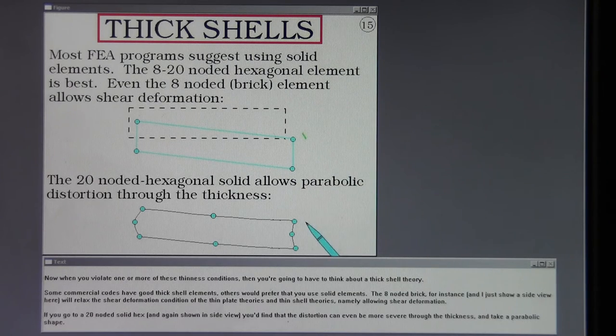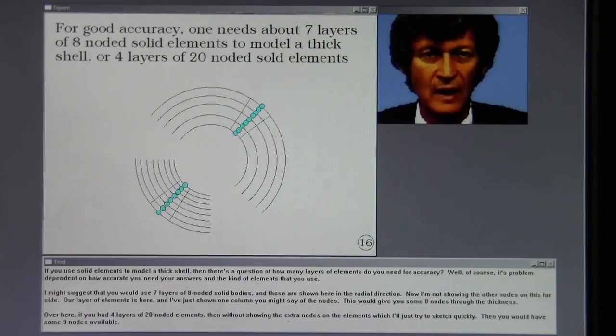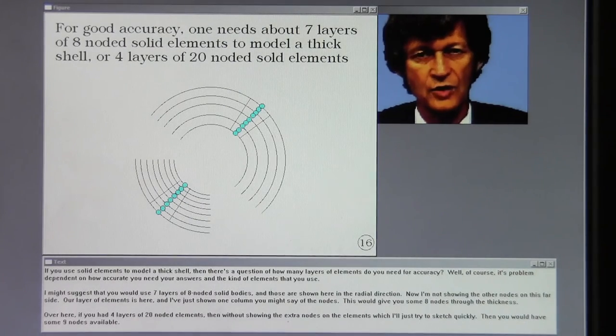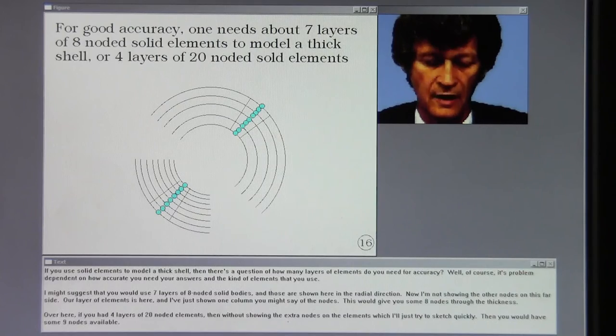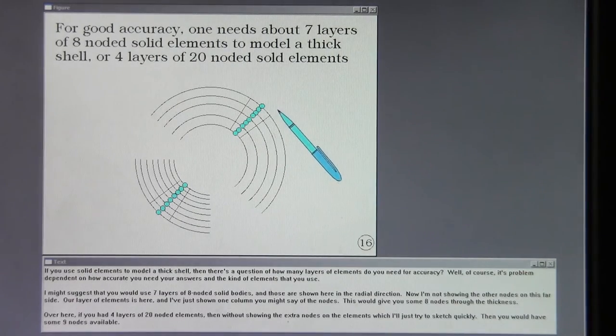If you go to a 20-noded solid hex, and again shown in side view, you'd find that the distortion can even be more severe through the thickness and take a parabolic shape. If you use solid elements to model a thick shell, then there's a question of how many layers of elements do you need for accuracy. Well, of course, it's problem dependent on how accurate you need your answers and the kind of elements that you use.